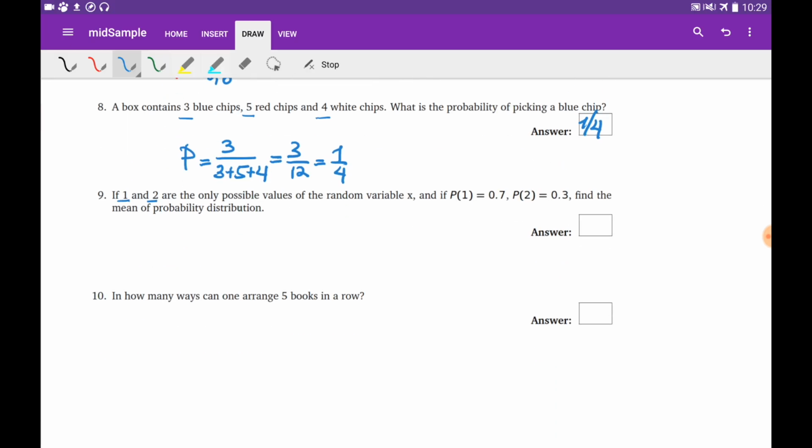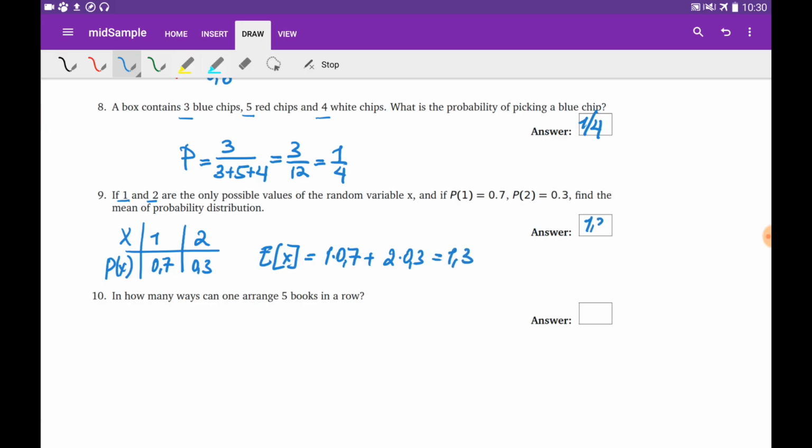If 1 and 2 are the only possible values of the random variable, and if their probabilities are 0.7 and 0.3 correspondingly, what is the expected value? We just need to create the probability distribution table where x can take the values 1 and 2, and the probabilities are going to be 0.7 and 0.3. The expected value of x is obtained when we multiply 1 by its probability and 2 by its probability, and we have to add them. It's going to be 1.3.